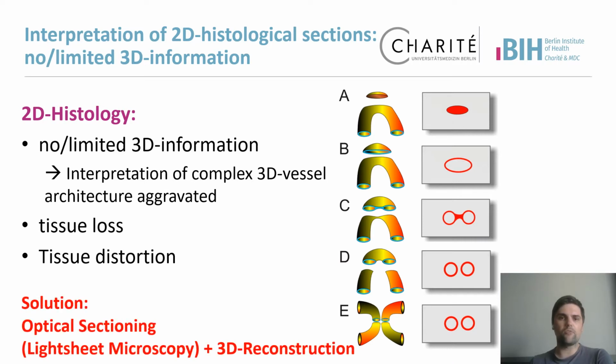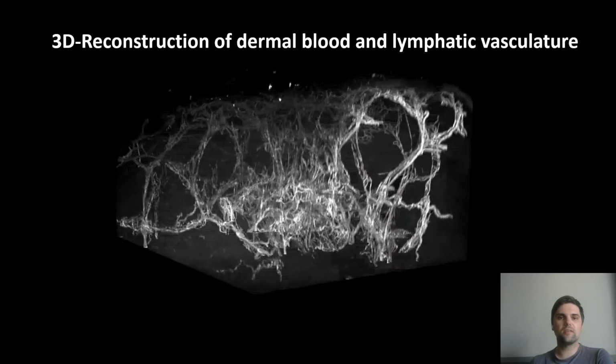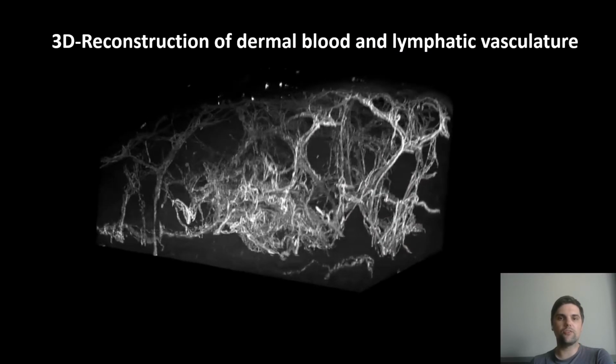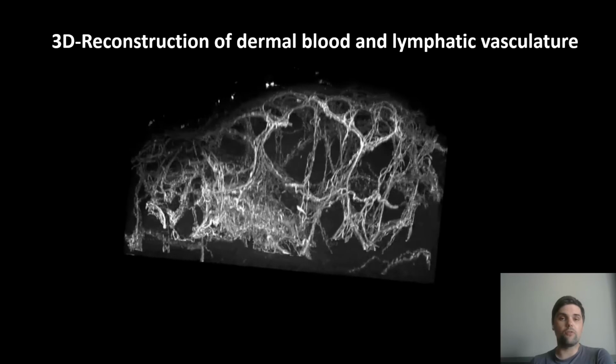Therefore, we came up with a solution: optical sectioning using a light sheet microscope in combination with three-dimensional reconstruction. I always compare this technique with a CT scan of a biopsy, but we use, instead of X-rays, fluorescent light. And by capturing several thousand optical sections, we can analyze and visualize the entire sample like in a CT or even angio-CT. This is an example of the blood vasculature of a healthy control sample.